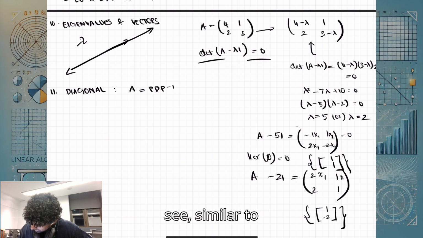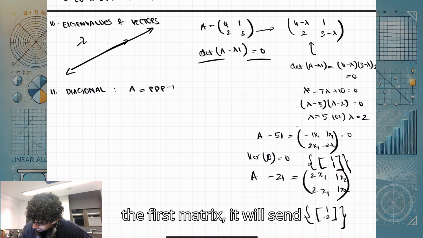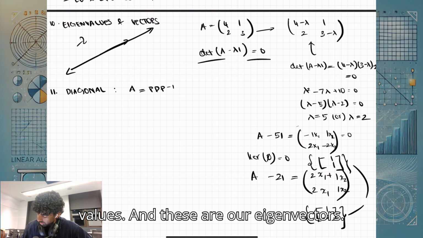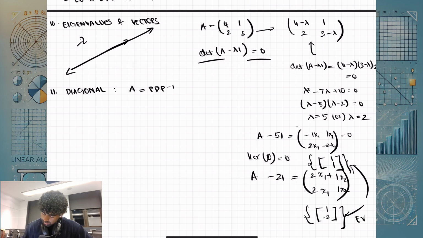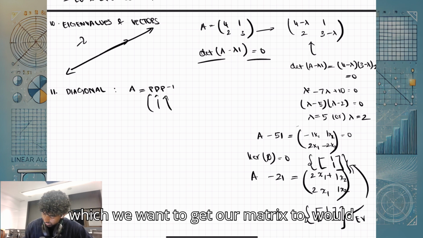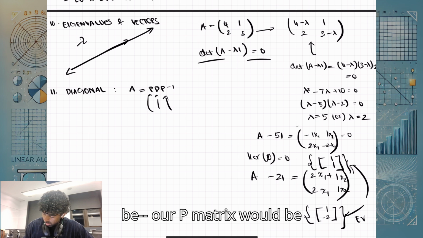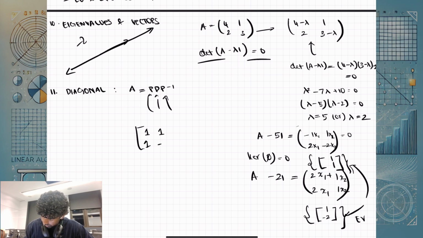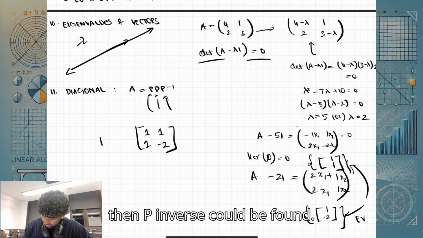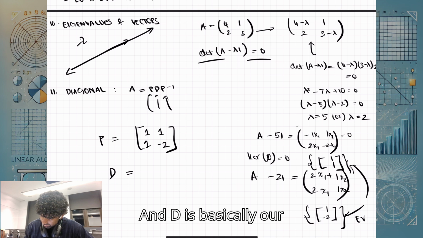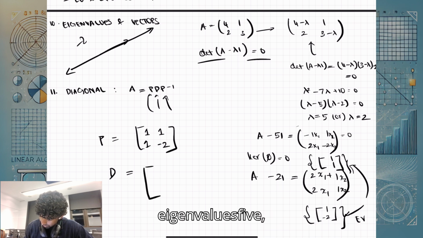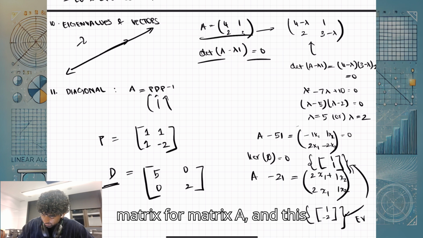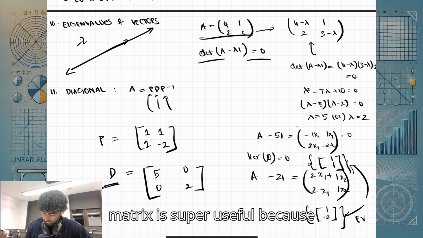And as you can see, similar to the first matrix, it will send everything to 0 when we sum it together using those specific values. And these are our eigenvectors, right? Now, basically, our diagonalizable form, which we want to get our matrix to, would be our P matrix would be our eigenvectors as columns, right? So 1, 1, and 1, negative 2. And then P inverse could be found, and D is basically our eigenvalues 5 and zeros in these diagonals and 2. So we've officially found our diagonal matrix for matrix A.